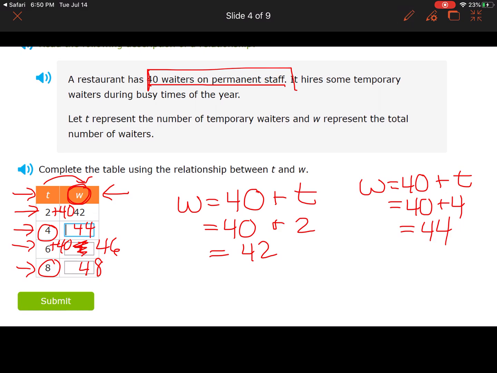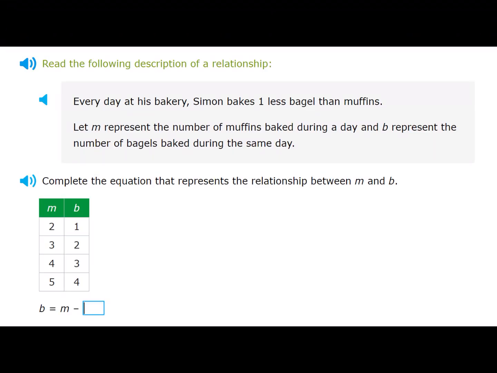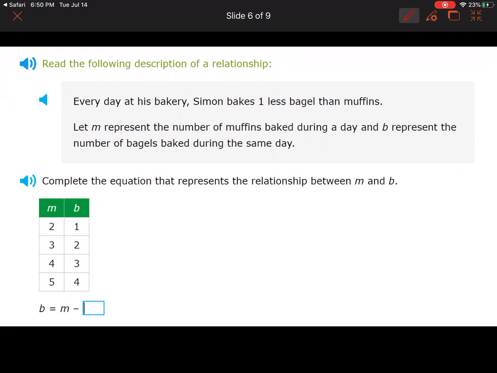The next strand that you're going to be working on is going to be 94Q, all right, and that is here. So just like the one that you had, what we're doing now is you're given a completed table and you have to fill in the missing component of the equation. So every day at the bakery, Simon bakes 1 less bagel than muffin. Let M represent the number of muffins baked during the day and B represent the number of bagels. So complete the equation that represents the relationship between M and B. So you'll see they already gave you B. So we have the equation equaling 1.